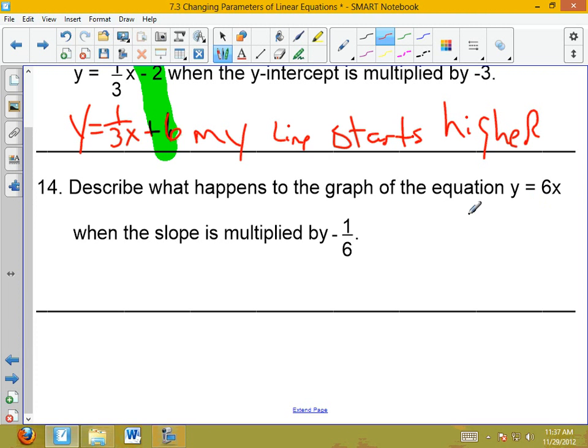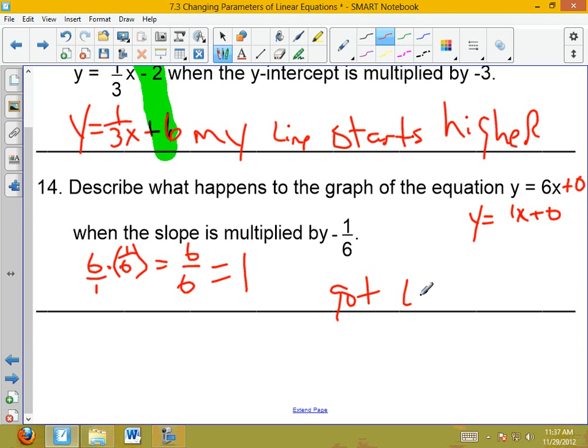Now, what happens to my graph when my slope is multiplied by -1/6 plus 0? Now, we're talking about slope, so negative doesn't matter. So 6 times 1 over 6, well, that equals 6 times 1 is 6. This is a 1. 1 times 6 is 6. 6 over 6 equals 1. So my slope goes to 1x plus 0. So my top number is 6. It went to 1. What happened here? It got less steep.